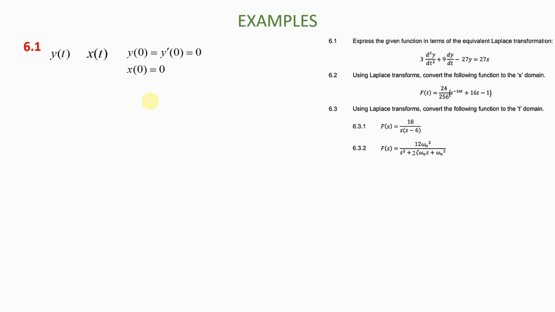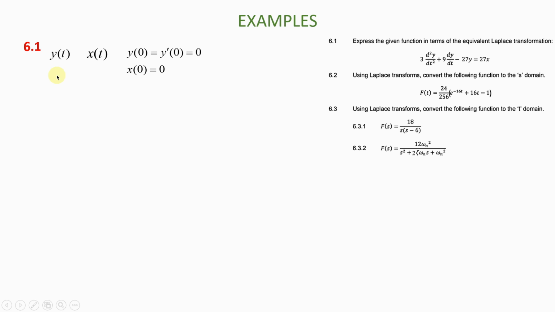What I mean by that is that y of 0 is equal to y prime of 0, and all of that is equal to 0. And also x of 0 is equal to 0. Okay, and so what is y of 0? Y of 0 is what you will get when you replace t by 0 in the function y(t).